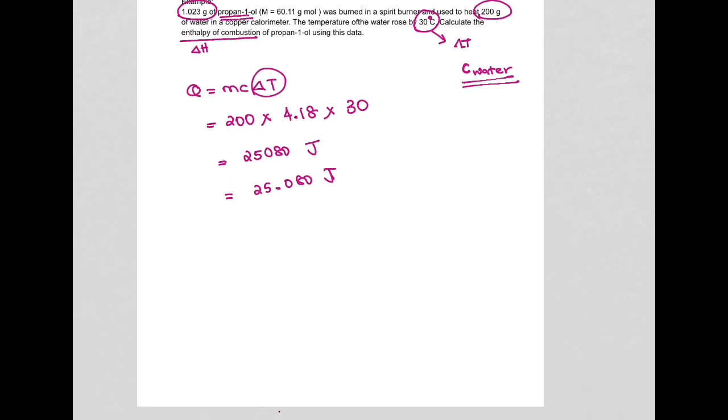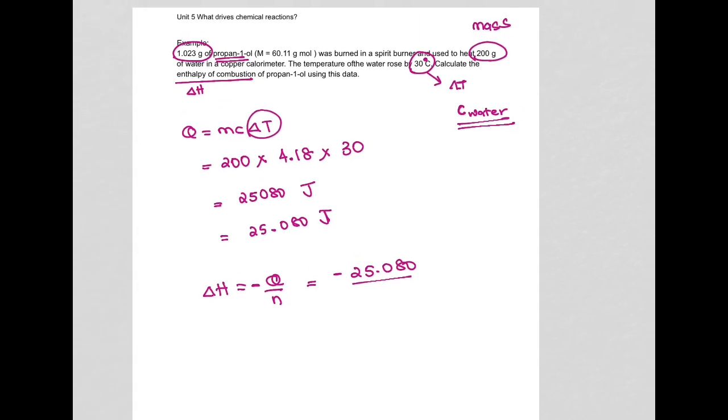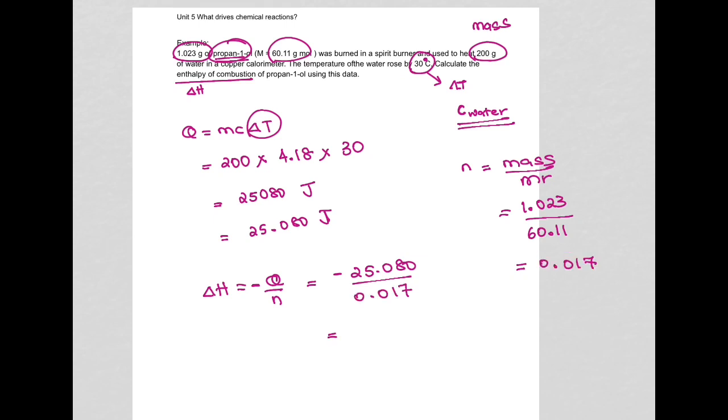Now delta H is going to be Q divided by n. I've already found Q and I'm going to divide by number of moles. Now number of moles of what? Number of moles of the substance that was burning. What was burning? It is propanol. So number of moles of propanol will be mass of propanol divided by molar mass of propanol. Mass is given here. Molar mass is given. I find the number of moles of propanol. So this is the number of moles of propanol that was burnt.